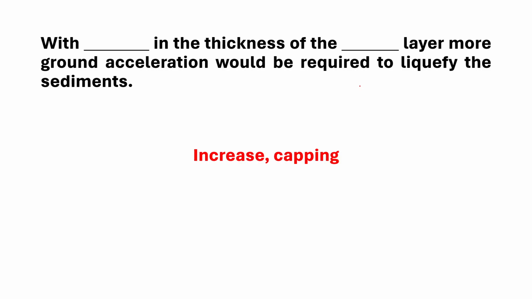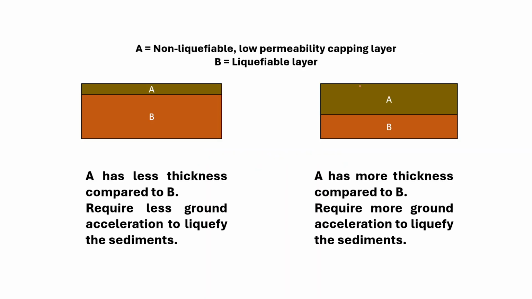Okay, so the answer is not decrease, it is increase in the thickness of the capping layer. Capping layer is the top layer. More ground acceleration would be required to liquefy the sediment. So if you look at this image, on the left you have a thin layer. This A is the capping layer, the non-liquefiable low permeability capping layer, which might be clay, let's say. So A is that and B is the liquefiable layer.